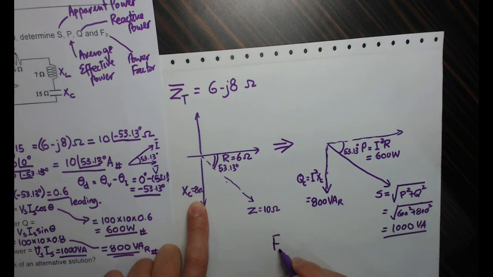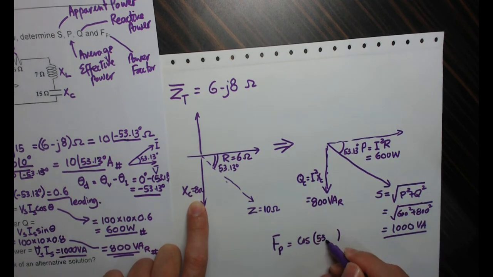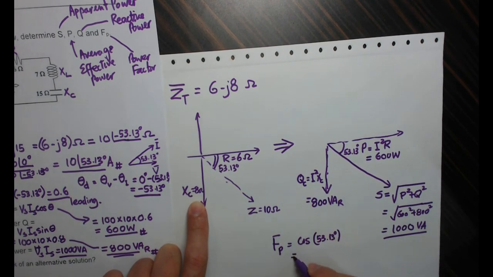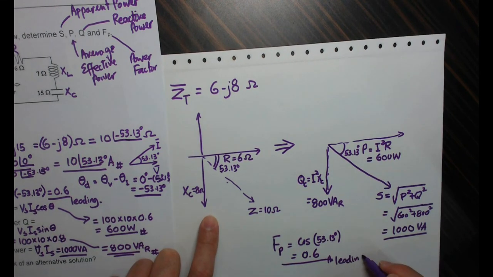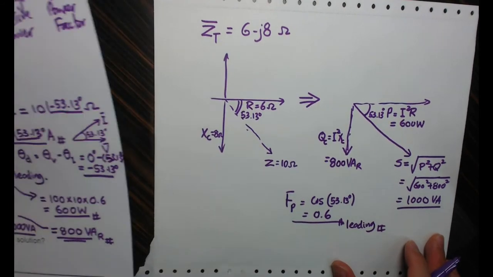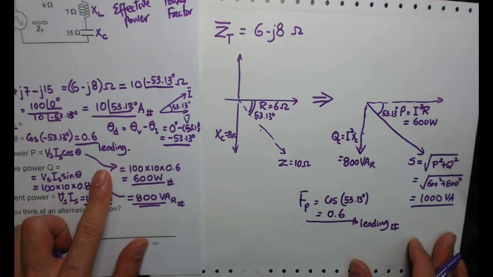Power factor is the cosine of the angle formed by this, so it's cosine of 53.13 degrees. That gives me 0.6. Okay, we call this again, same thing, the leading power factor. So this is the alternative solution compared to the original one.